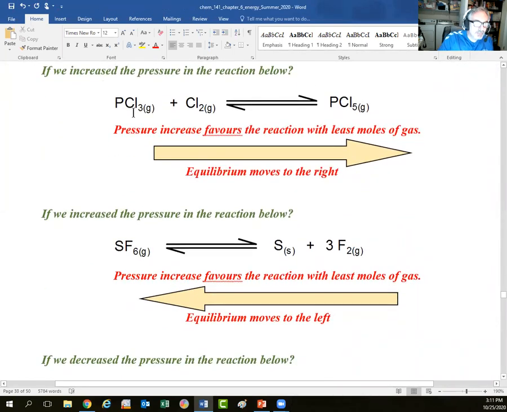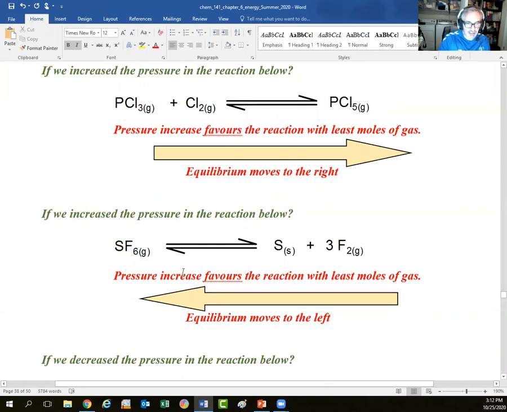So our first one, increasing the pressure. We're looking for the reaction that produces the least moles of gas when we increase pressure. So we've got the phosphorus trichloride and the chlorine turning into just 1 mole of phosphorus pentachloride. Forward reaction is favoured. It produces the least moles.